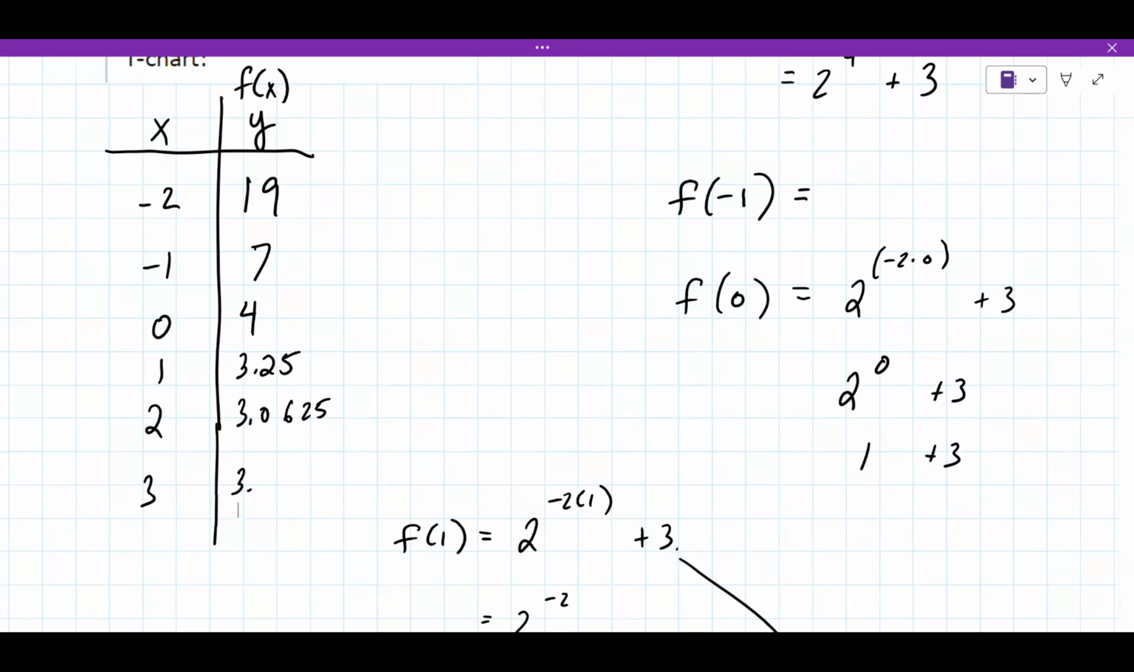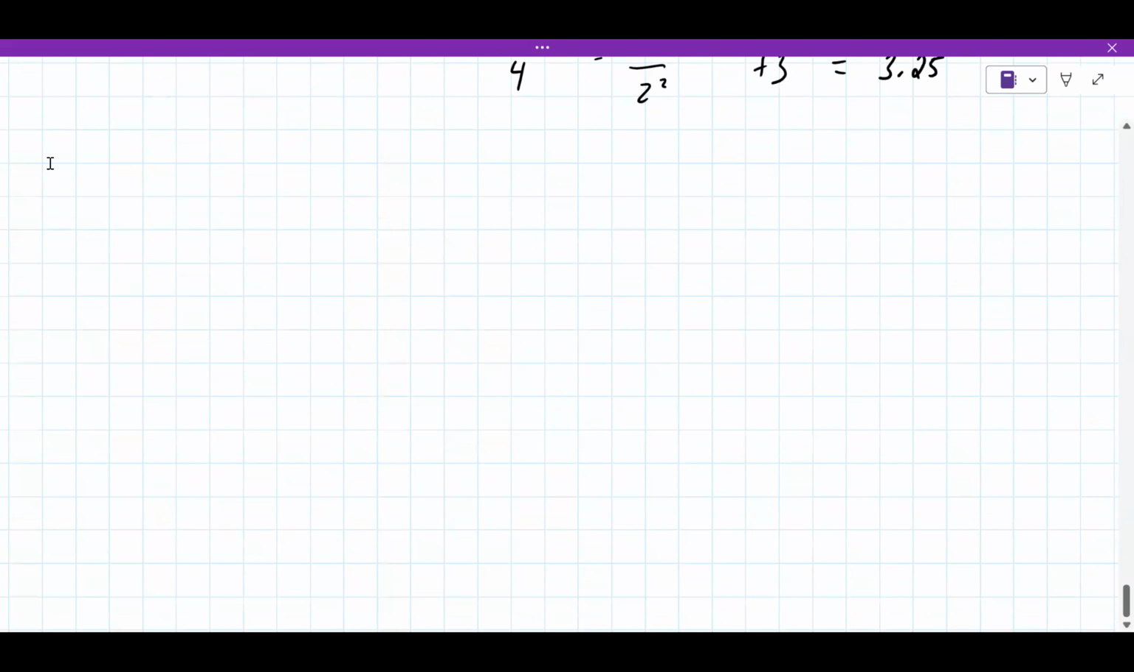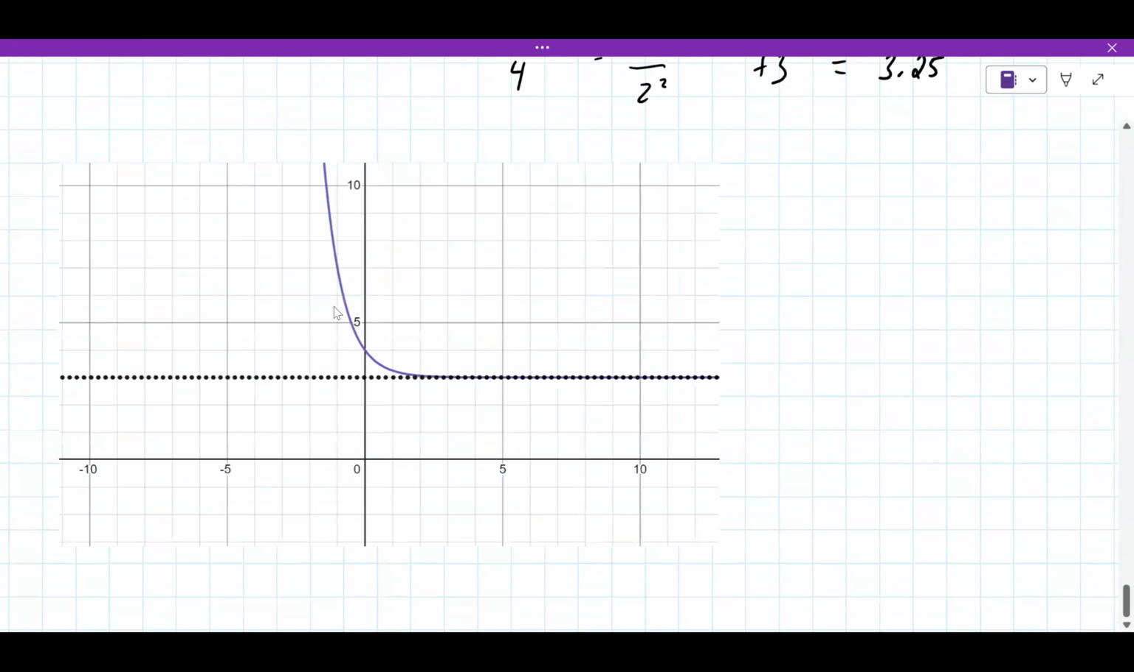Ooh, that's a big one. 3.015625. Can you perhaps tell me what value it's approaching on the y here? Okay, let's look at the graph here. So I've got the graph. What's the y value here that it's approaching?